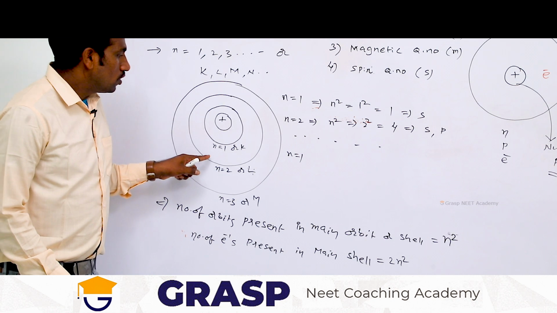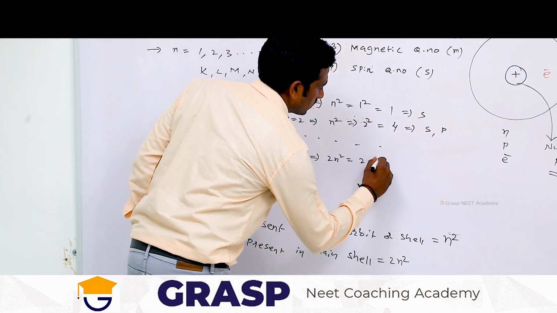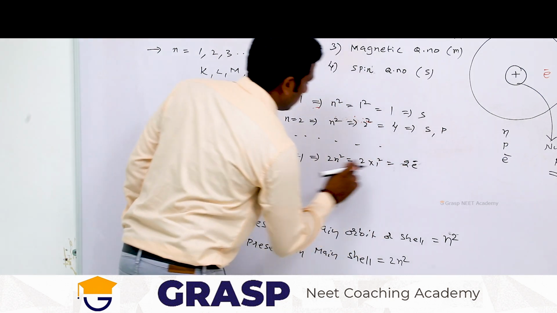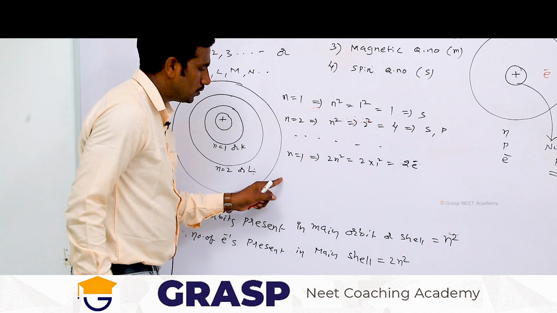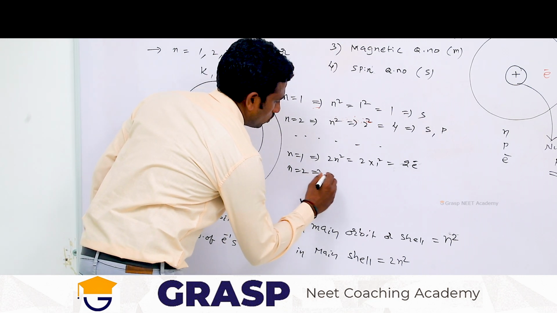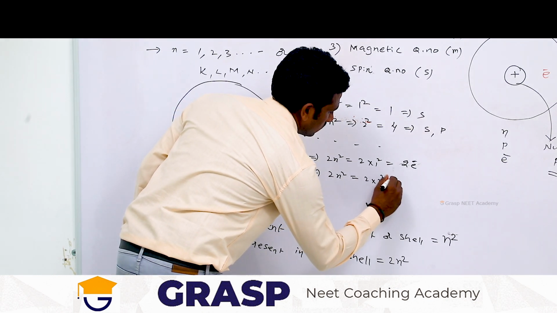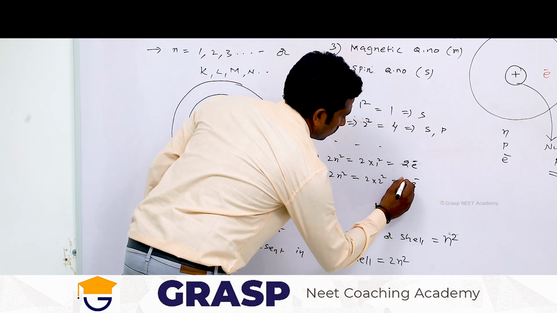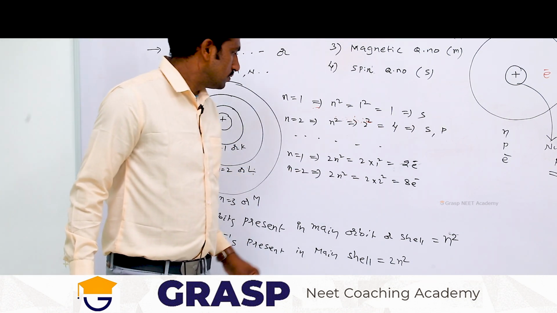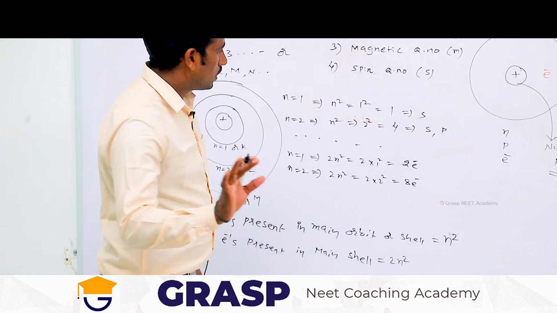In the first orbit, how many electrons are present? Simply write 2n square, that is 2 into 1 square, which is 2 electrons. How do you know? Formula 2n square. How many electrons are present in the second orbit? Use the same formula, 2 into 2 square, which is 8 electrons. If n is equal to 3, 2n square is 2 into 3 square, 18 electrons are present. So like that you can find.